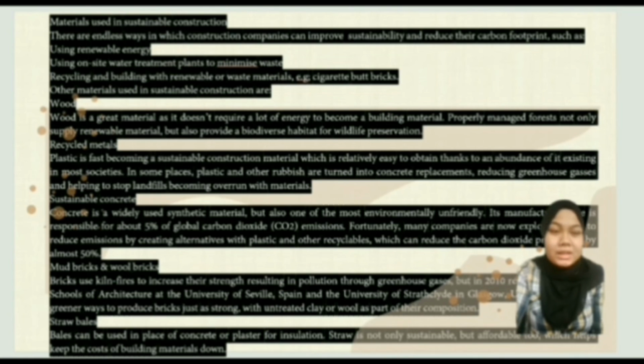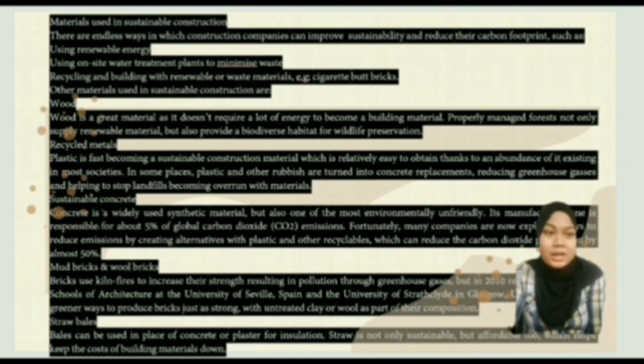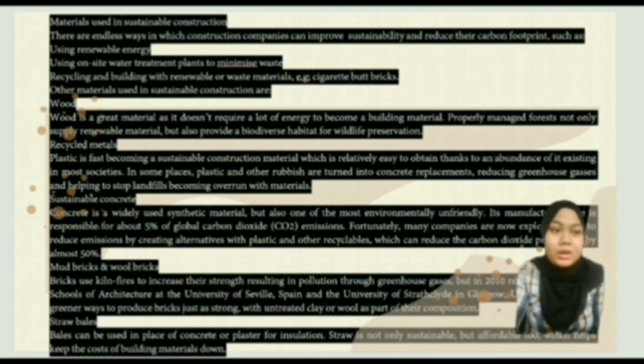Recycled metals. Plastic is first becoming a suitable construction material, used instead of metal, in place of plastic and other rubbish for concrete replacement. Recycling greenhouse gases has stopped them becoming overall with a material. Suitable concrete. Concrete is the most friendly to manufacture, allowing for a reduction of possibly 5% of carbon dioxide, CO2. Furniture means a complete new aspiration with reduced emission, creating alternatives with plastic or other recycled material, which can reduce the carbon dioxide process by almost 50%. More and more brickwork keeps the recycling properties of the greenhouse, but enriches the School of Architecture, University of Spain.